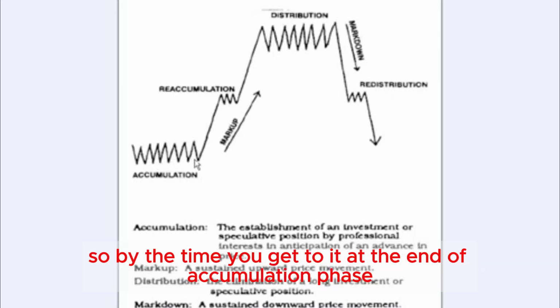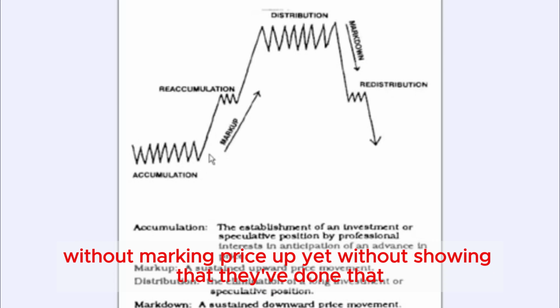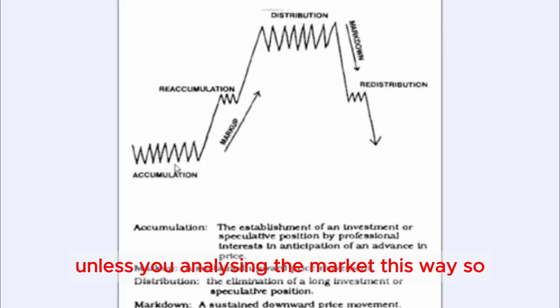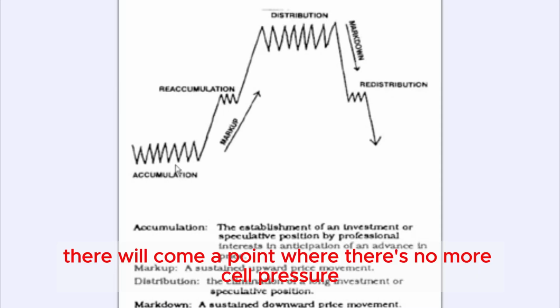So by the time you get to the end of accumulation phase, smart money has built up long positions at the lowest price that they can get, without marking price up yet, without showing that they've done that, unless you're analyzing the market this way. So there'll come a point where there's no more sell pressure.